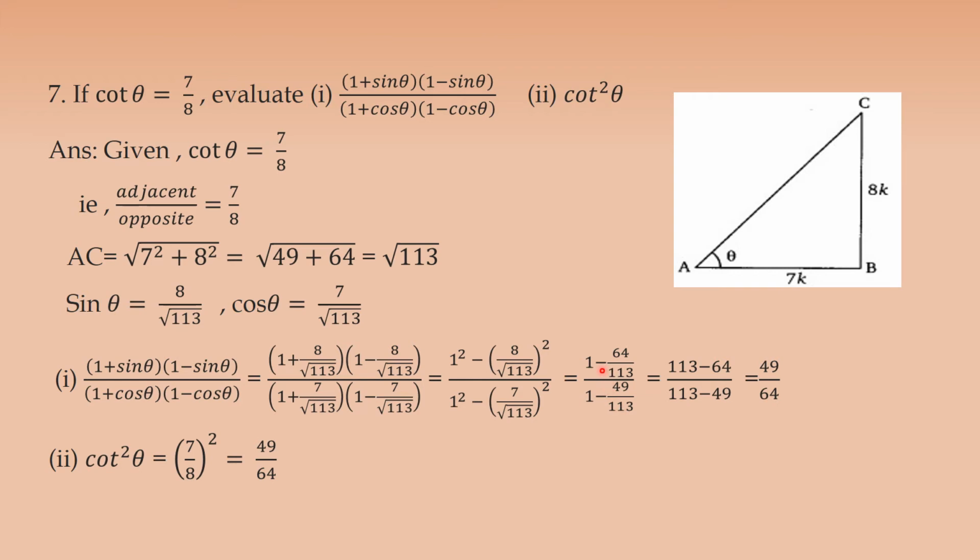Taking LCM in the numerator as well as in the denominator, we can see 113 from the numerator and denominator gets cancelled, and it will be (113 minus 64) by (113 minus 49), which is equal to 49 by 64. Now cot square theta. Cot means adjacent by opposite, which is equal to 7 by 8. As we want to find the value of cot square, we square the value of cot theta, which is equal to 49 by 64.